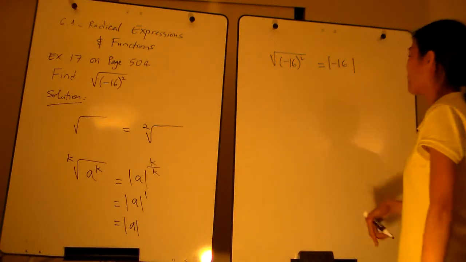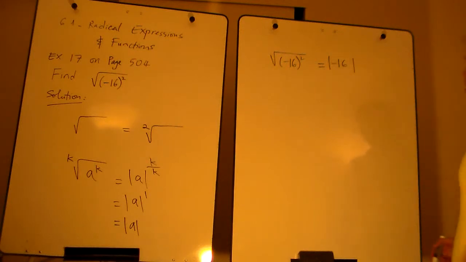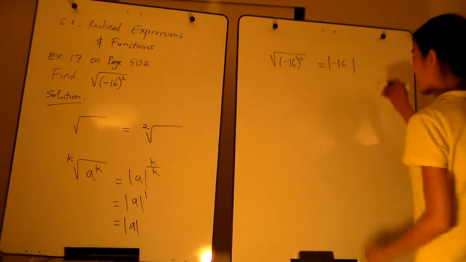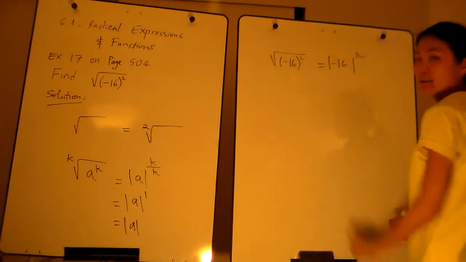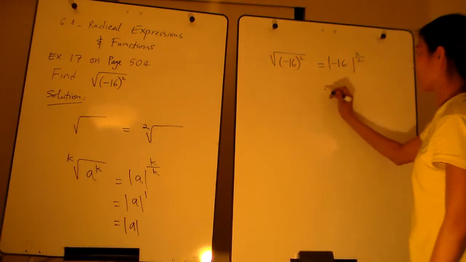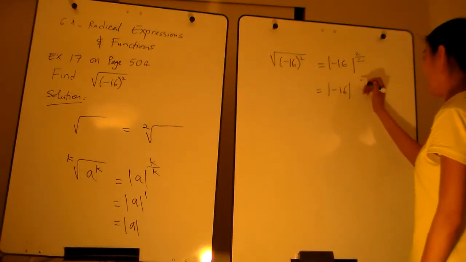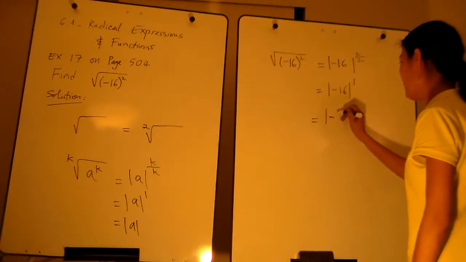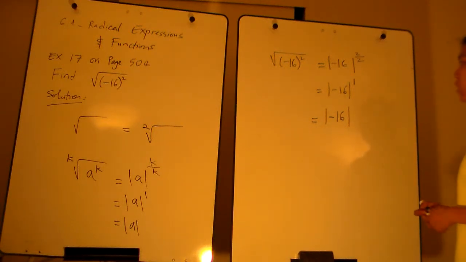Again, I can show you how this radical simplifies to this. We take this 2, the exponent of negative 16, and divide by the 2 here, where k equals 2. Simplify, and you have negative 16 to the power of 2 divided by 2, which is 1. Simplify further, and you have the absolute value of negative 16. And this is how you solve this example 17.